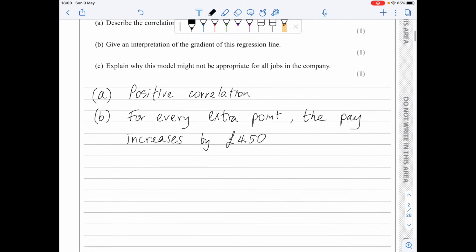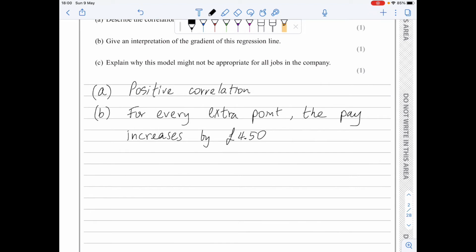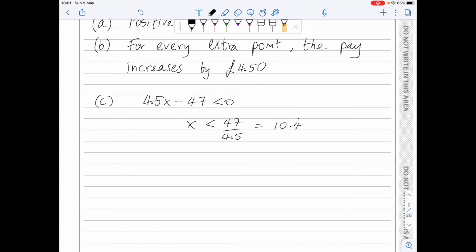In part C, it says explain why this model might not be appropriate for all jobs in the company. Note that for some values of x, y comes out to be negative. Let's try and find those. So 4.5x minus 47 is less than 0, x is less than 47 over 4.5, which comes out to be 10.4 recurring. So my comment will be for less than 10.4 points, the pay will be negative.